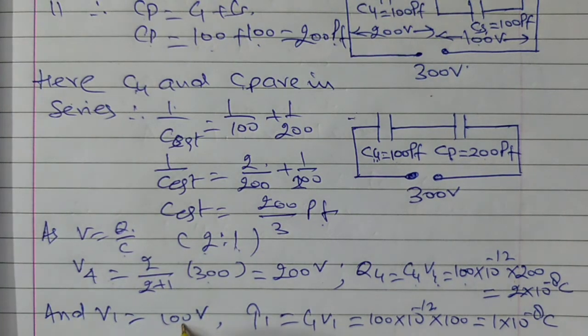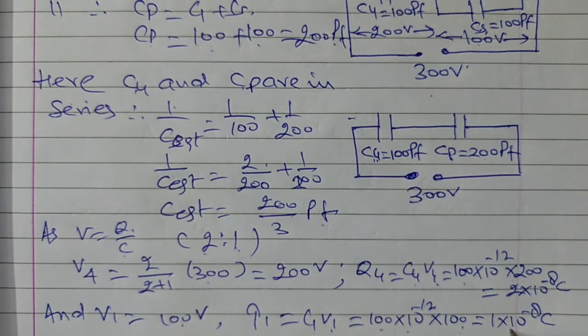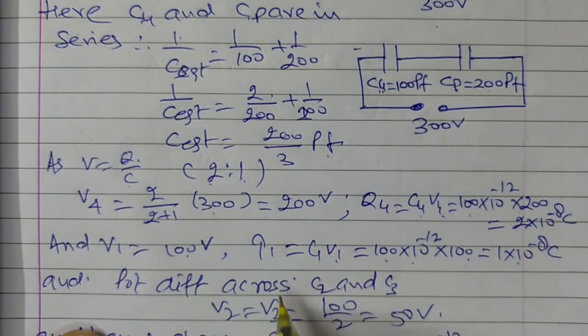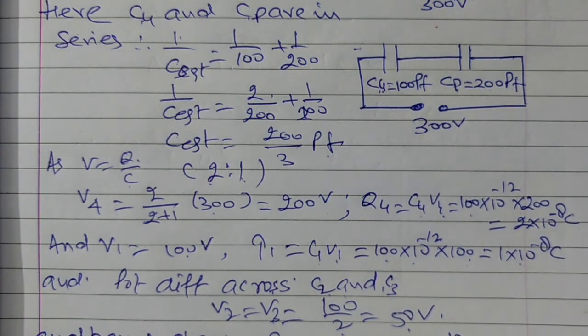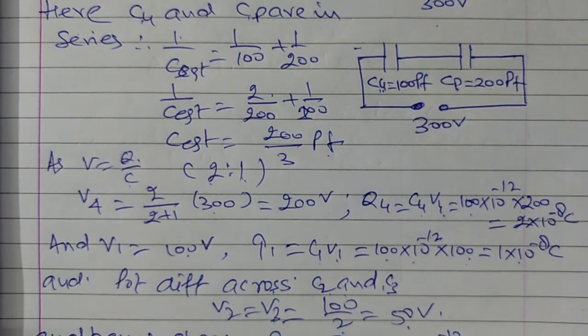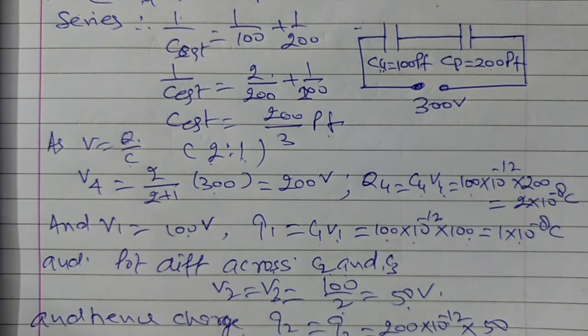Now V1 is equal to, हमें कैपेसिटेंस C1 के अक्रॉस पोटेंशियल चाहिए, तो दिस इज 100 वोल्ट, and Q1 is C1 V1 again, so this is 100 into 10 to the power minus 12 into 100, on solving 1 into 10 to the power minus 8. And the potential difference across C2 and C3 is V2 is equal to V3 is equal to 100 upon 2, this is 50 volt, and hence the charge on C2 and C3, Q2 is equal to Q3 is equal to Q is equal to CV again, and C is equal to 200 picofarad, means 200 into 10 to the power minus 12 into 50, and on solving this is 1 into 10 to the power minus 8 coulomb.